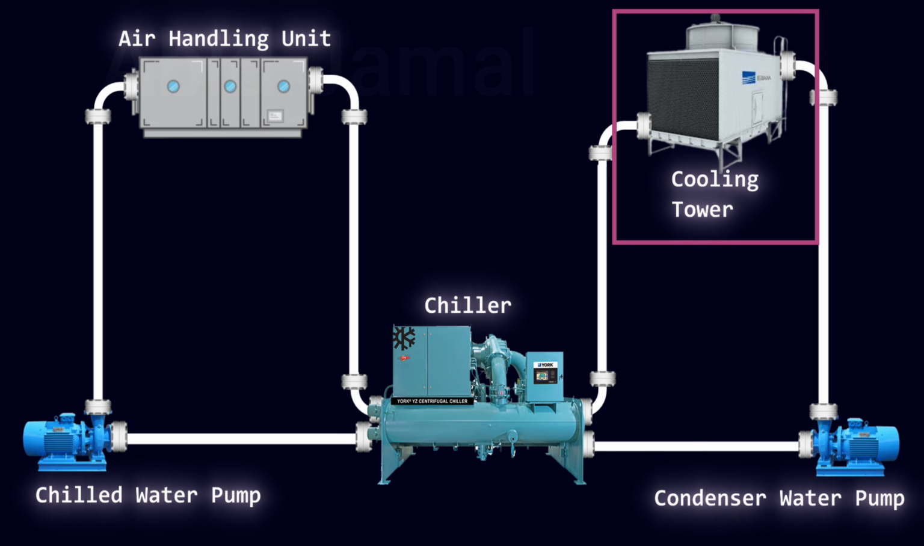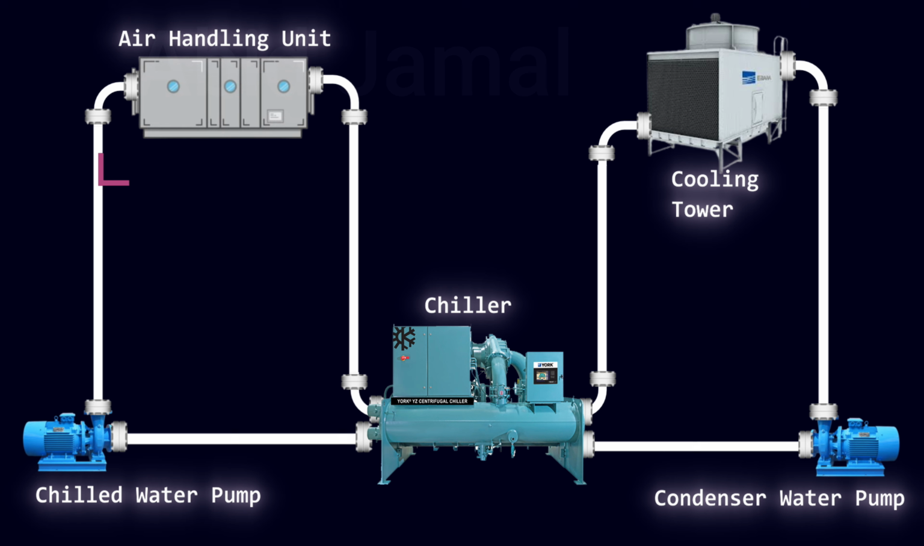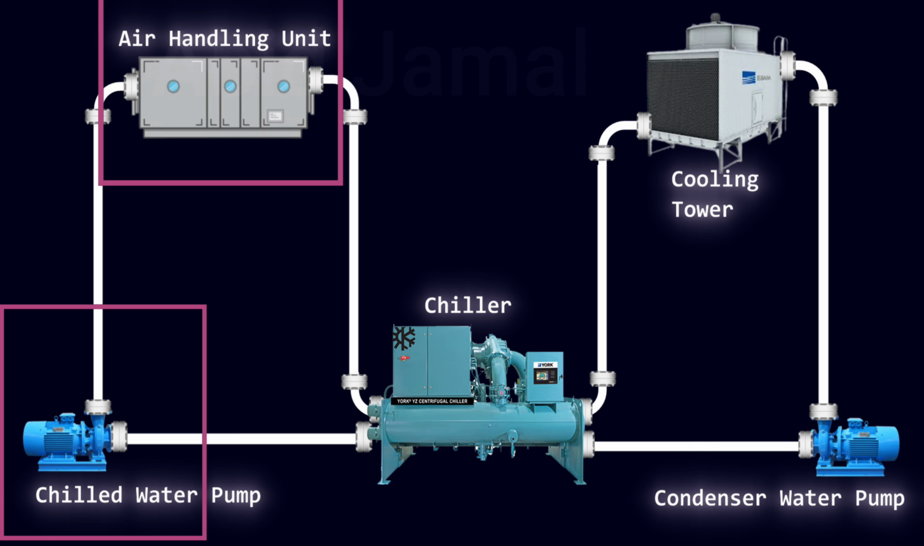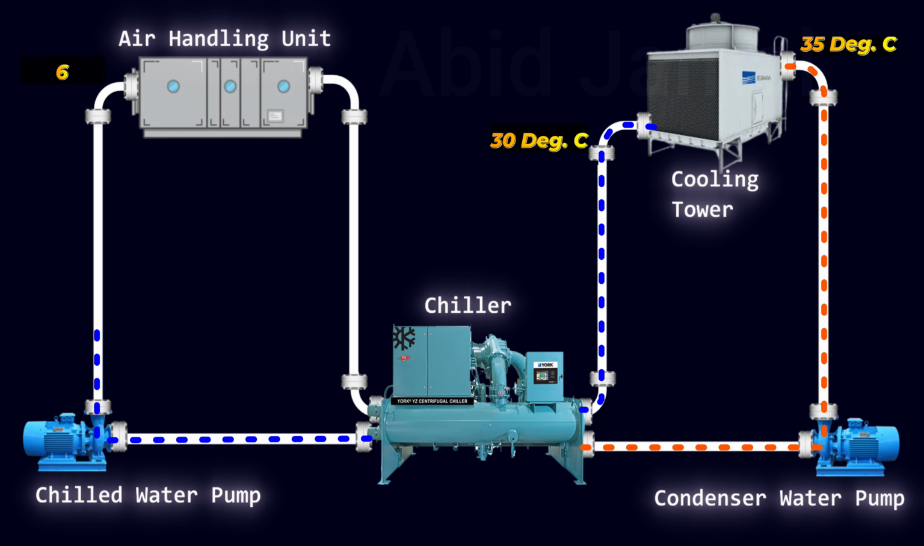The cooling tower and the condenser water pump are connected to the chiller's condenser. The AHU and the chilled water pump are connected to the chiller's evaporator. The condenser water pump sends water from the condenser to the cooling tower. The temperature of the water entering the cooling tower is 35 degrees Celsius. The cooling tower reduces the water temperature and releases it at 30 degrees Celsius. This process continues continuously.